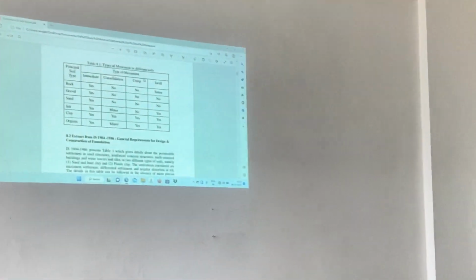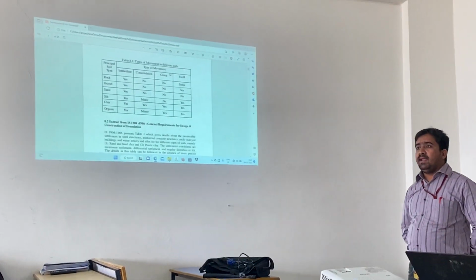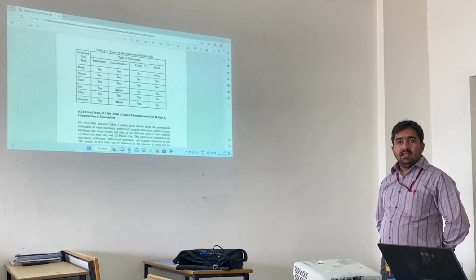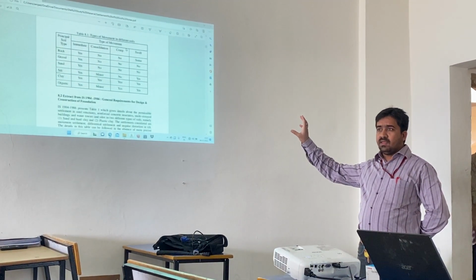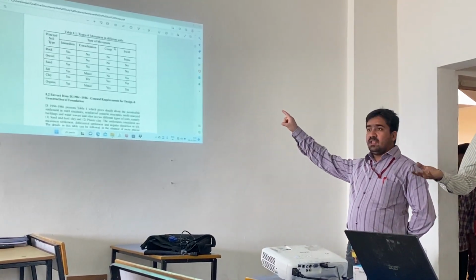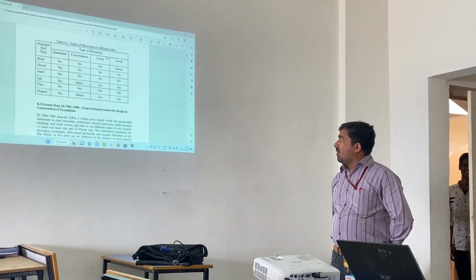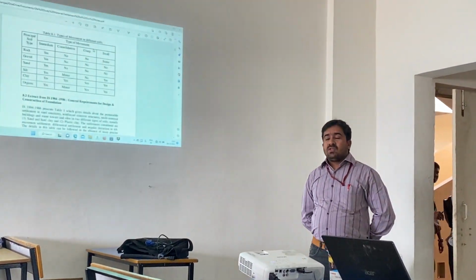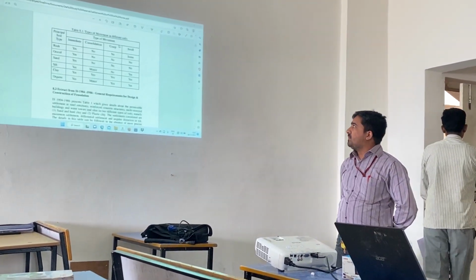Now, this is very important. Types of movement in different types of soils. These are the practical consideration parameters. Remember this: if you are working as a geotechnical engineer or quality control engineer, these parameters will be used widely. Now, what are those types of movement in different types of soils?